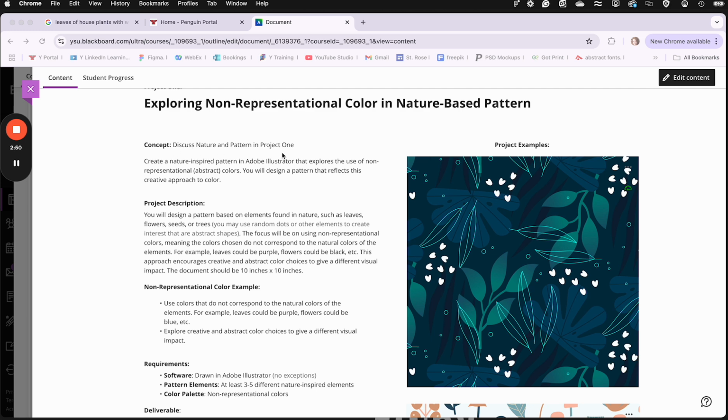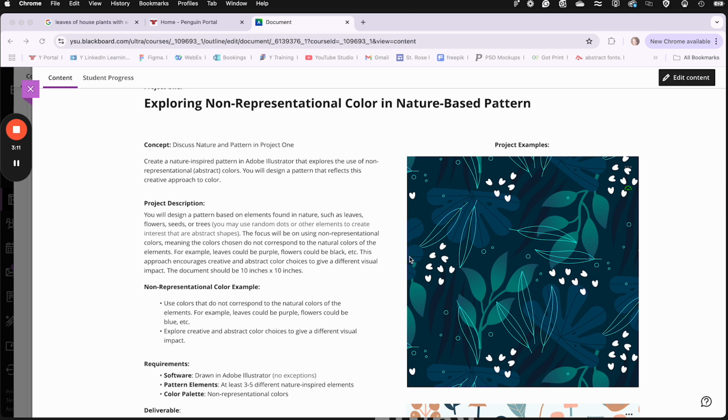All right, so let's just take a look at the specifics of this project. So we're discussing nature and pattern. We're going to be doing this in Adobe Illustrator, non-representational color. The pattern, which is important, is going to be 10 inches by 10 inches. Now, that doesn't mean that it has to be a continuous repeat pattern.